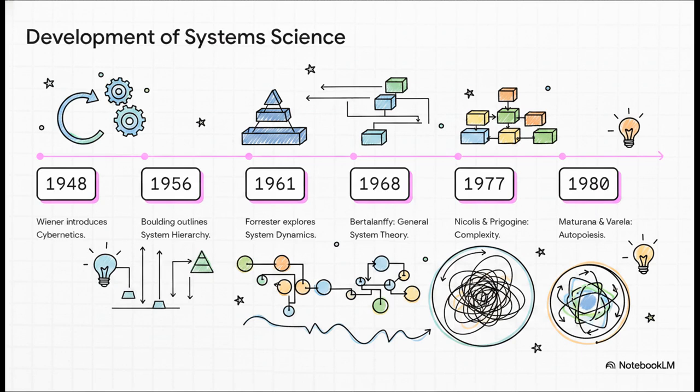In 1948, Wiener introduces cybernetics. Then in 1956, Boulding outlines system hierarchy. By 1961, Forrester explores system dynamics. Moving on, in 1968, Bertalanffy publishes his general system theory. In the 70s, specifically 1977, Nicolis and Prigogine detail thermodynamics and complexity. And rounding it out in 1980, Maturana and Varela examine autopoiesis. It's just wild how all these diverse traditions, from early feedback loops to the emergence of order, collided to form the integrative field we use today.